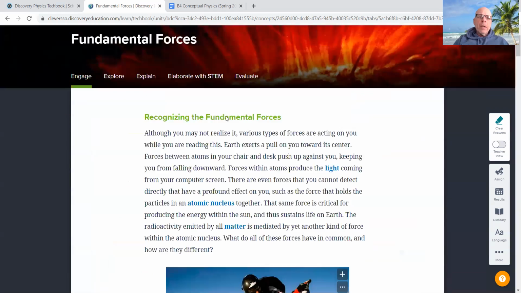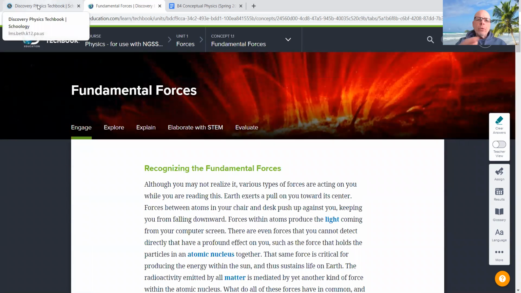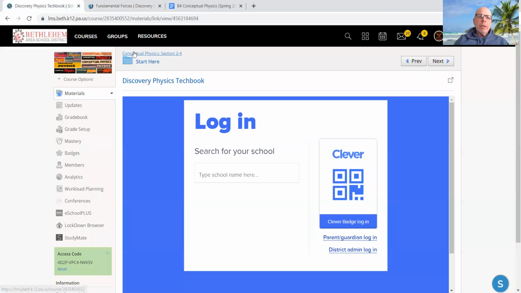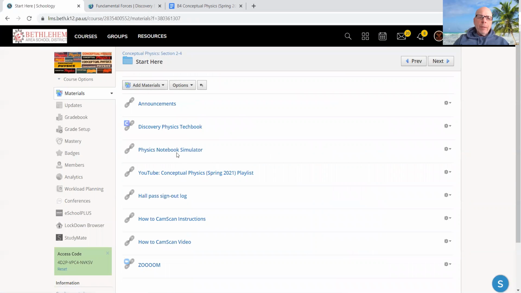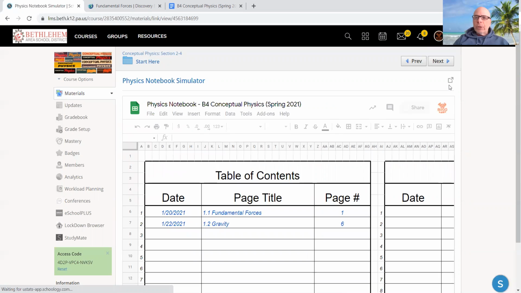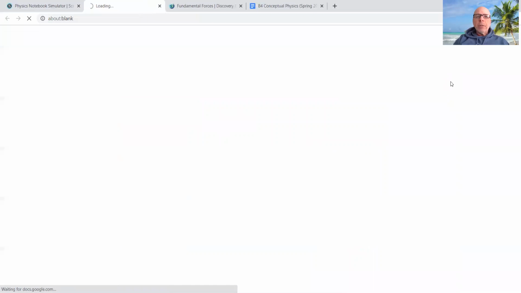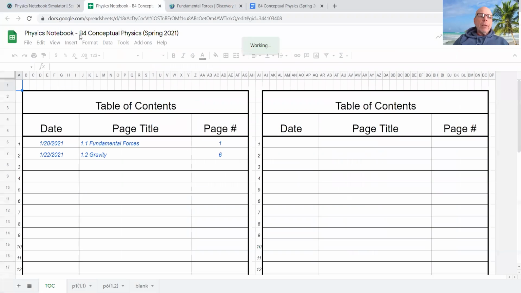You look at it, you take notes on it, you watch videos, you do submissions. There's a lot of stuff there, but let me show you an example of what your actual paper will look like when you do this assignment. I call it a physics notebook simulator. What I did is I made a Google Sheet. A Google Sheet is just a spreadsheet, and I tried to make it look like a notebook.